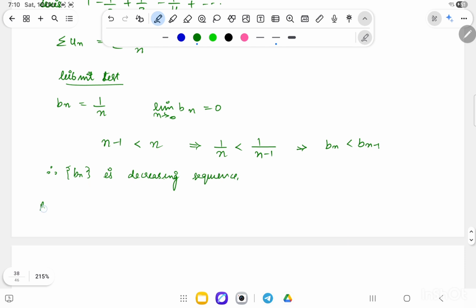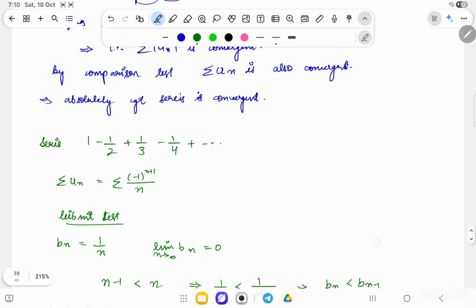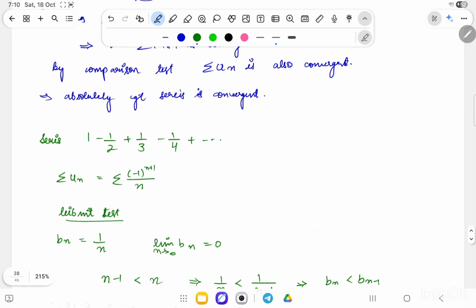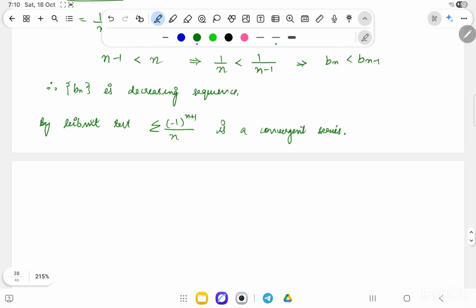So by Leibniz test, our given series, that is summation (-1)^(n+1)/n, is a convergent series. Now we are supposed to show that it's conditionally convergent. That means we are also supposed to show that it's not absolutely convergent.